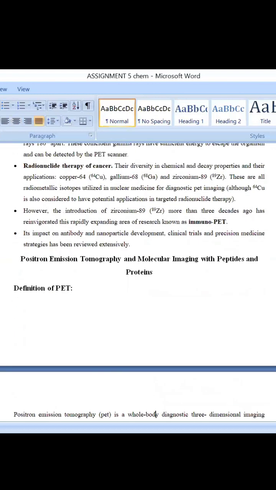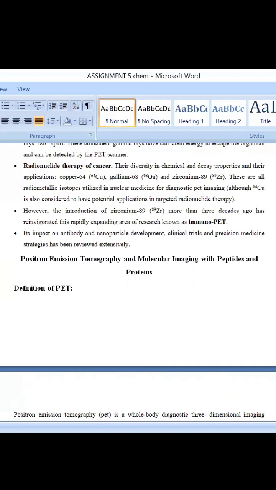Next is the radionuclide therapy of cancer. Given their diversity in chemical and decay properties, and the applications, copper-64, gallium-68, and zirconium-89 are all radiometallic isotopes utilized in nuclear medicine for diagnostic PET imaging. Copper-64 is also considered to have potential application in targeted radionuclide therapy.